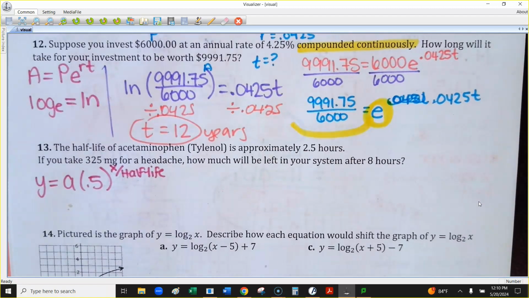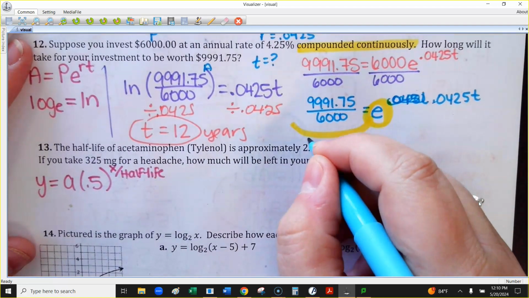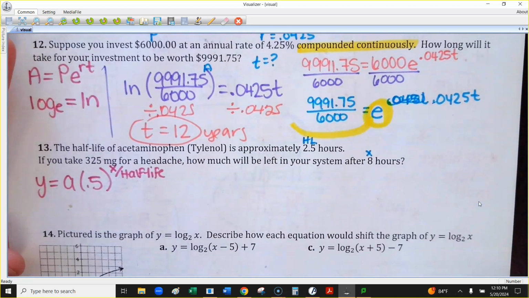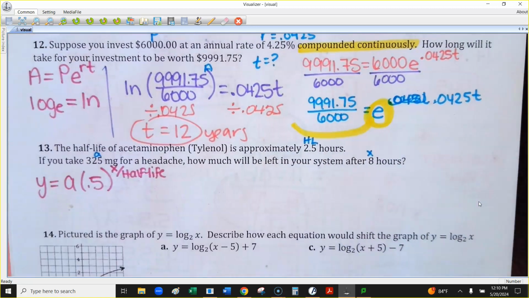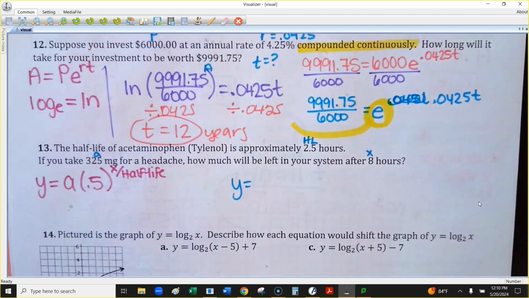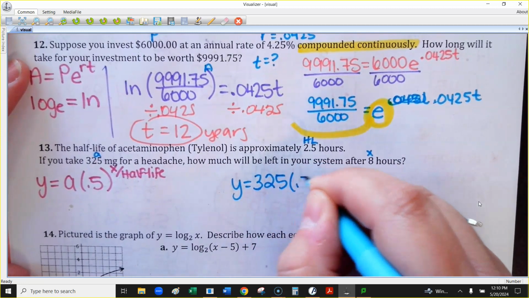Now, this entire thing you should just be able to type in your calculator, but I just want to give you the formula. So it says the half-life of acetaminophen, that's Tylenol, is 2.5 hours. If you take 325 milligrams for a headache, how much will be left in your system in 8 hours? So in that case, the 2.5 is the half-life, the 8 hours is going to get substituted in for x, and the 325 is the initial amount. So I'm just plugging these guys in. y will tell you how much would be left in your system after whatever amount of time you plug in for x. We're going to plug in 8 hours.